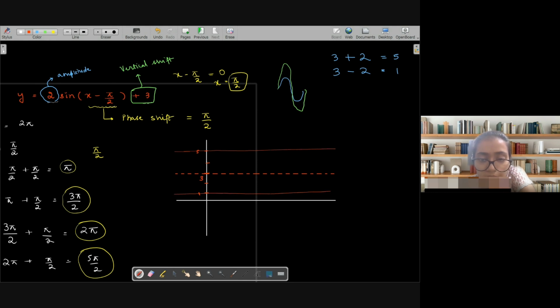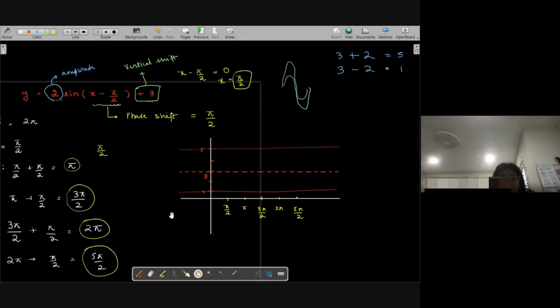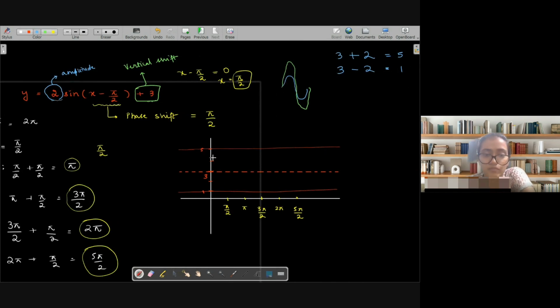So the graph will lie here. Now let's plot the points. You can take any point. Let's say this point is pi over 2, then pi, then 3 pi over 2, then 2 pi, and then 5 pi over 2. Now we will plot the points. Because of the phase shift, you have to start from pi over 2, and at pi over 2 this is the intercept. So this is going to be the first point.